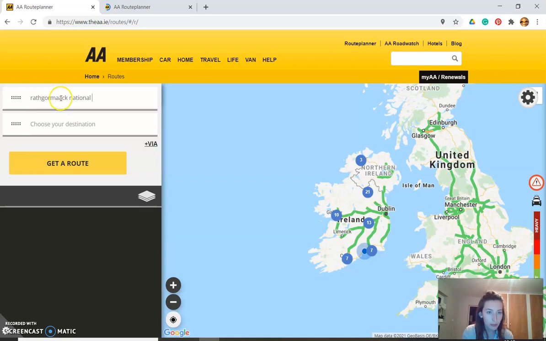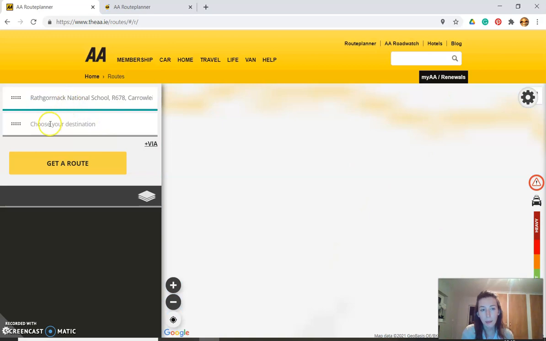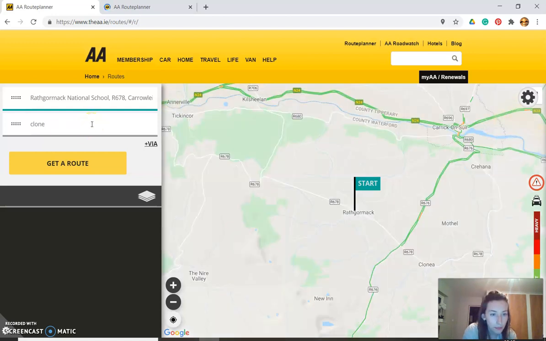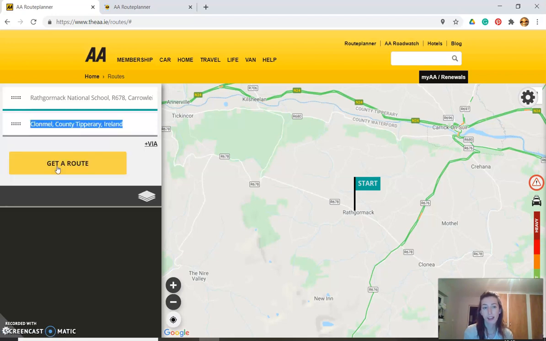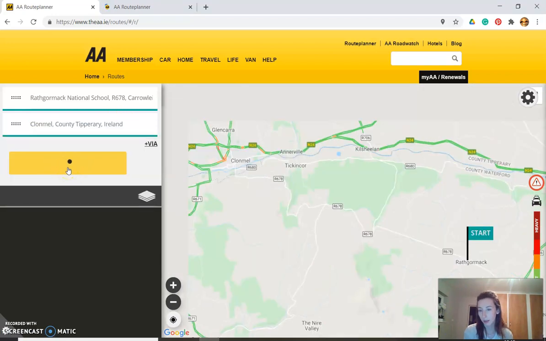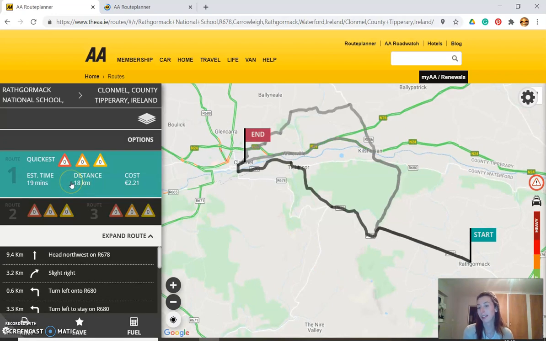See the way it came up there? And then I said Clonmel. So just do Clonmel, County Tipperary, that's perfect. Then click Get a Route. Actually doing your real answer. The distance here has come up as 18 kilometers. So find the difference between that and your estimate.